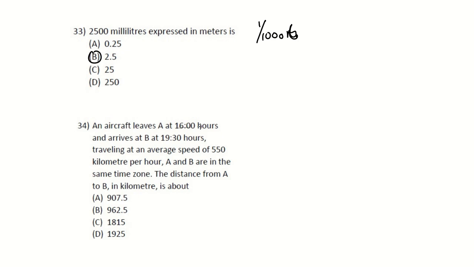An aircraft leaves at 1600 hours. We did this question, but you could do it if you want. An aircraft leaves A at 1600 hours and arrives at B at 1930 hours, traveling at an average speed of 550 kilometers per hour. A and B are in the same time zone. The distance from A to B is 550 multiplied by 3.5, which is how many hours it took, and you'll get 1925.